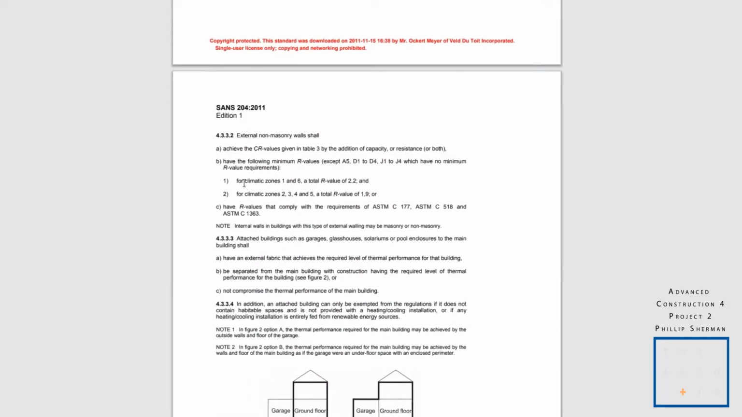okay, for climatic zones 1 and 6, a total R value of 2.2 is required. So I know my resistance of materials, whatever materials I apply, needs to be a value of 2.2. If it's for zones 2, 3, 4, and 5, then I need to have an R value of 1.9. How do we achieve an R value of 2.2?